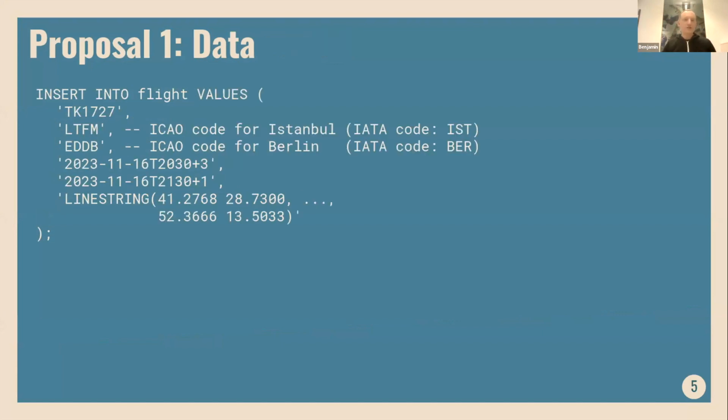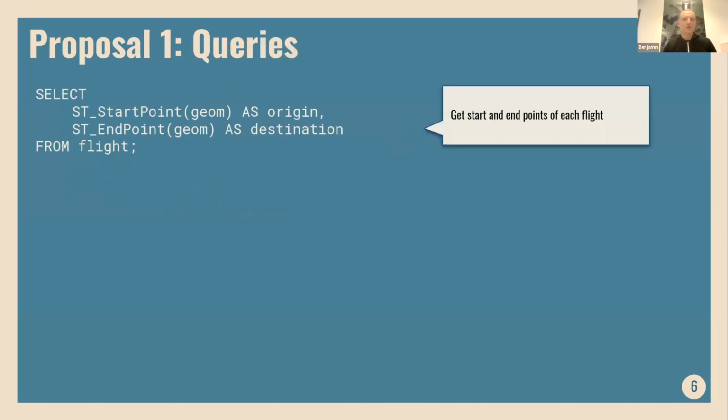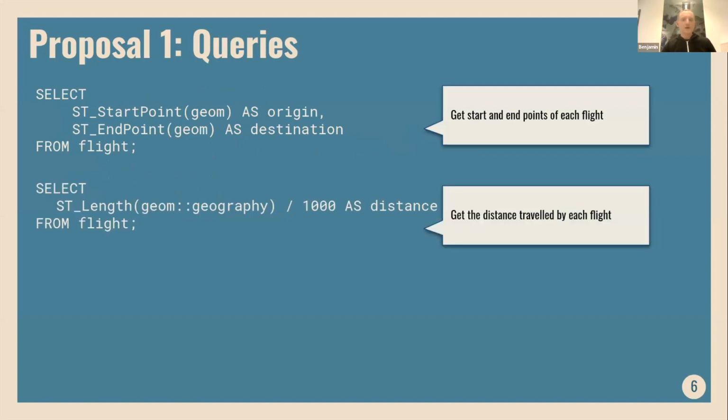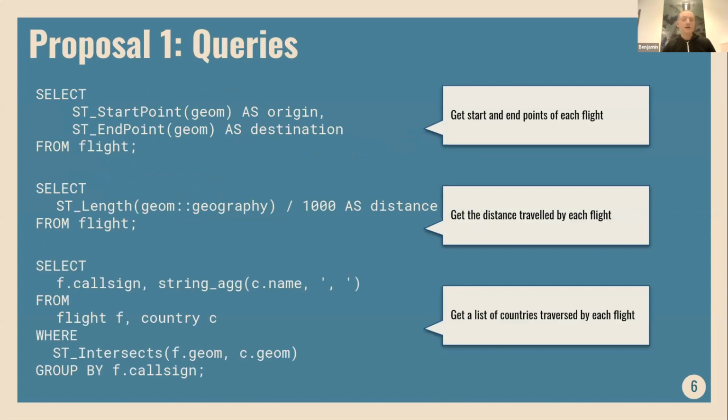If we imagine what it looks like to put the data into the table, here is exactly what it is. We've got the call sign, so the flight number, the two airports in question, the timestamps, and then a line string with those vertices from the starting airport to the destination airport. I think that's a pretty good start. And again, we can do all the regular PostGIS stuff with this. We can find the start and end points of that flight. We can do a distance calculation, or we can do something a little bit fancier, which is get the list of all the countries that the flight overflew as it traveled between those two cities.